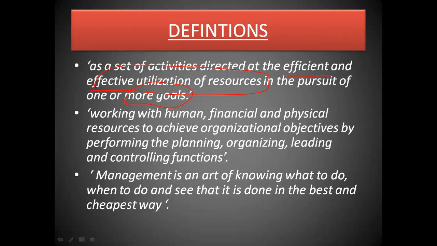And the next thing is controlling, which means that I also need to control certain things so that I'm not deviated from the path of my goal. So this is all management. Now, there is one more definition. Management is an art of knowing what to do, when to do, and see that it is done in the best and cheapest way. So whenever we are doing something, it comes to our mind that we have to do it in the best possible manner. So we also have to be efficient when we are doing something. So management is about that as well.